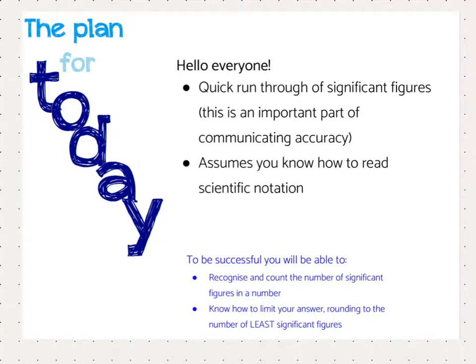Now you're clever clogs, so I'm assuming you know how to read scientific notation already. By the end of this, what I want everyone to be able to do is know the number of significant figures, recognize and count them, link that to communicating accuracy, and round off to the number of least significant figures.